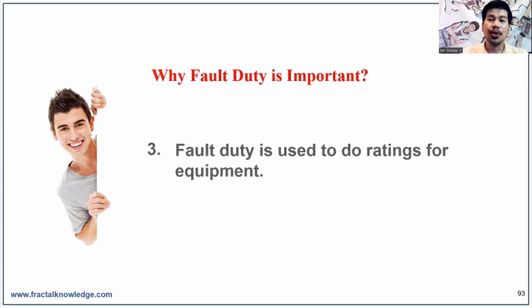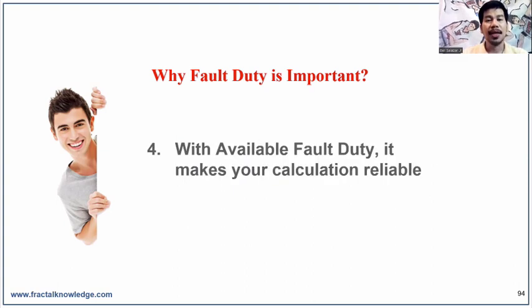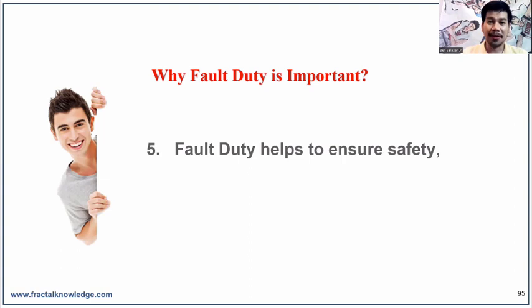Number 3, fault duty is used to do ratings for equipment, like a transformer, switchgear, or busbar; we call it the short circuit withstand rating. This ensures that equipment you buy or select can handle the stress caused by a short circuit. With fault duty, it makes your calculation reliable because you can rate and specify a protection scheme to isolate faults. You will appreciate that later in this course, okay? Fault duty helps to ensure safety because knowing the different fault duties in an electrical system helps you to conduct protection coordination, ensuring safety at all points of the electrical system.